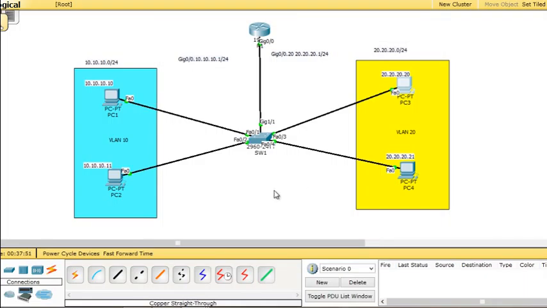That's it for today, and in the next section we'll consider inter-VLAN routing using layer 3 switches and SVI interfaces.